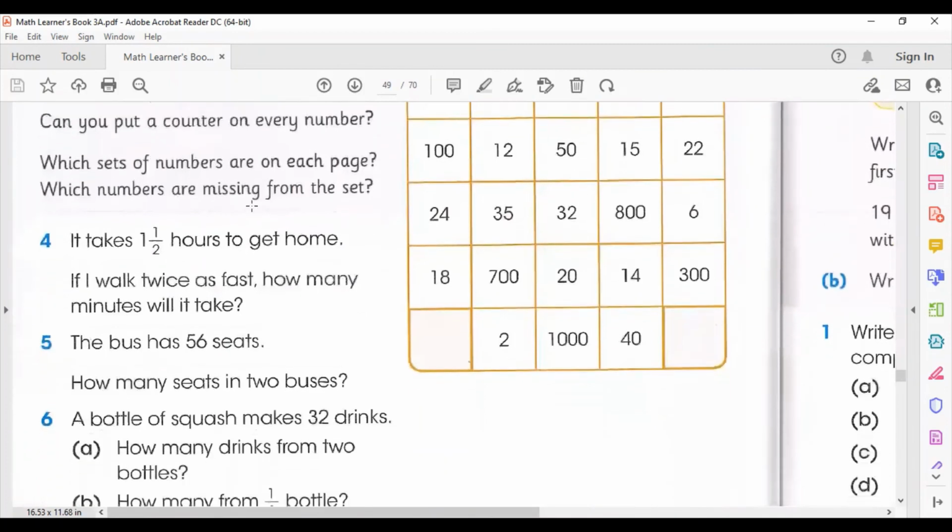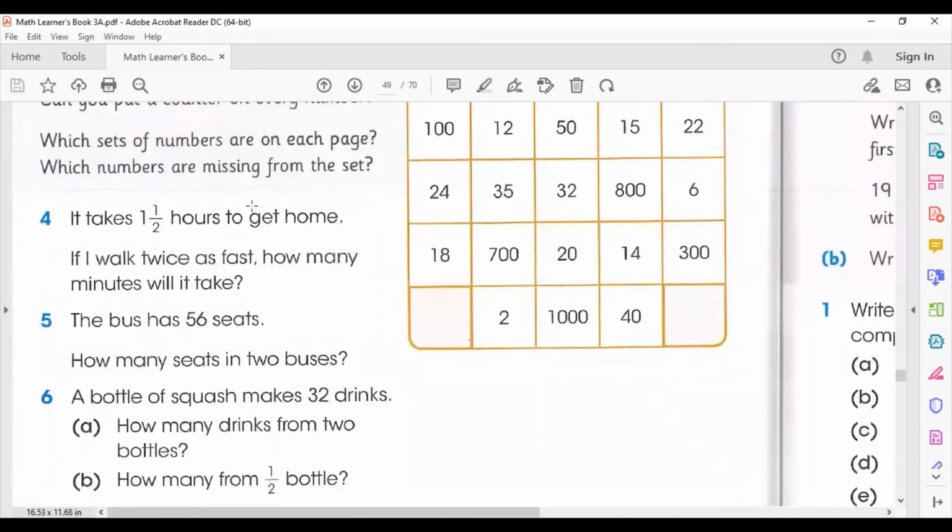Question number 4. It takes 1 by 2 hours to get home. If I walk twice as fast, how many minutes will it take? If I walk twice as fast, twice as fast. So how many minutes will it take?